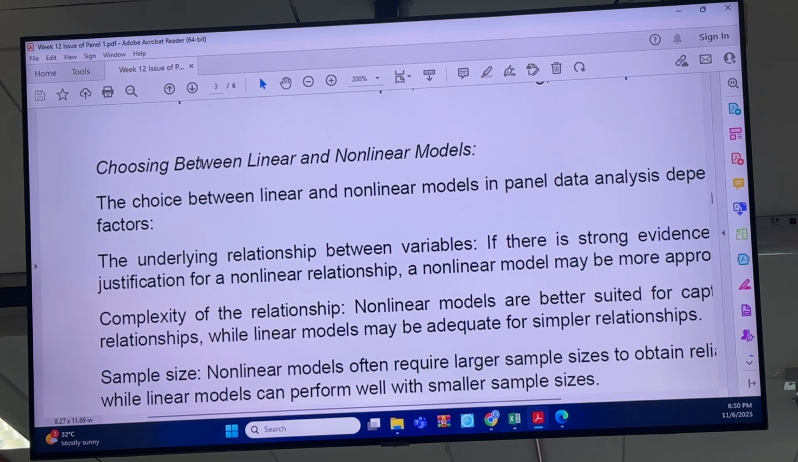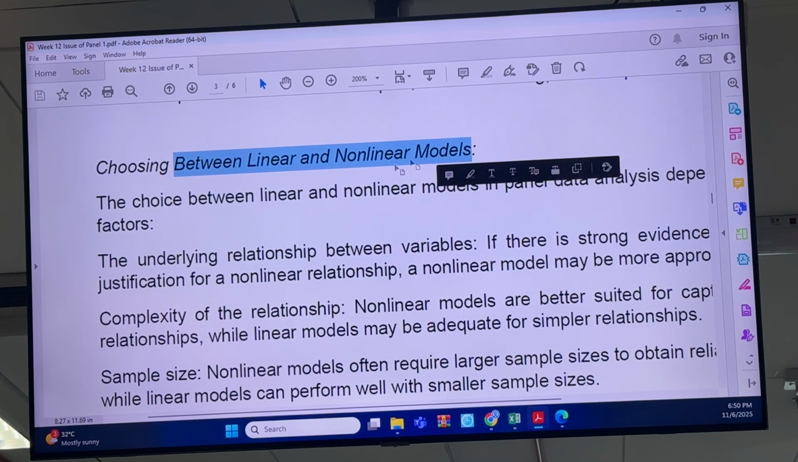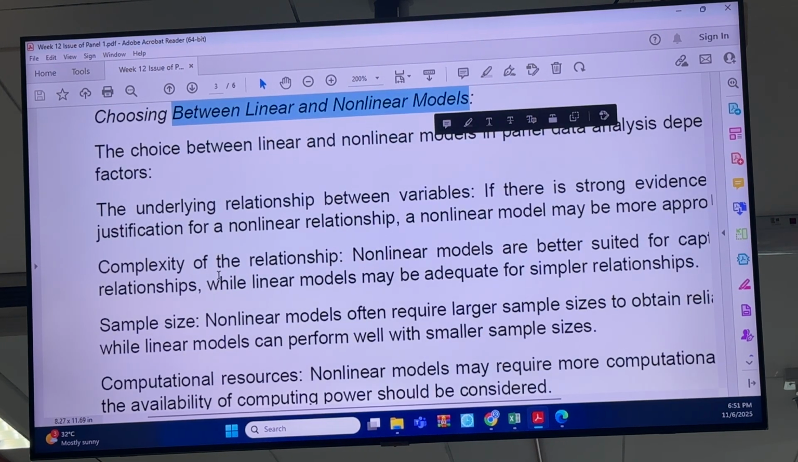And also the choice between linear and nonlinear. It also depends on the theory, right? Which guides you to linear, which guides you to nonlinear? As we mentioned, you need to back up with theory, whether there is a theory or justification for the relationship between the variables of interest. If you can justify, then you can say your model is nonlinear.